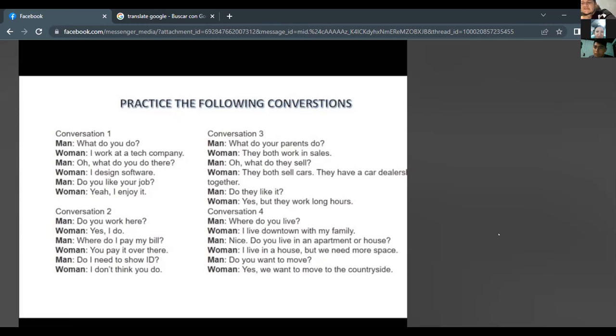Okay. No sé quién lo va a hacer conmigo ahora. Dale, dueño. Va.